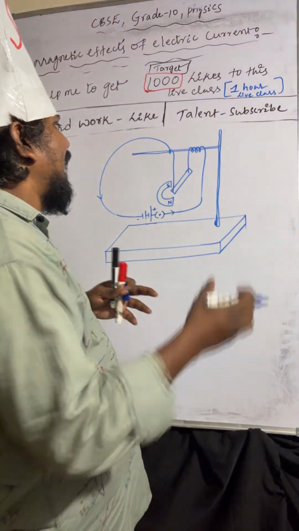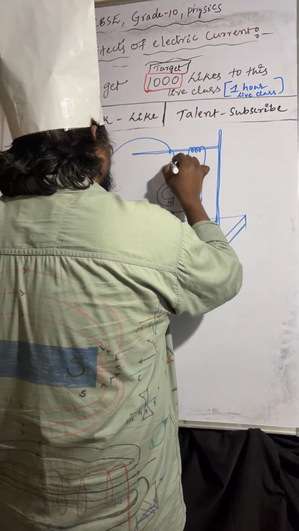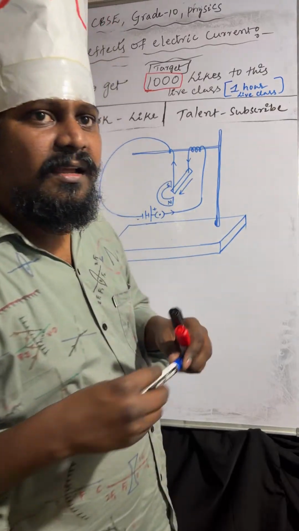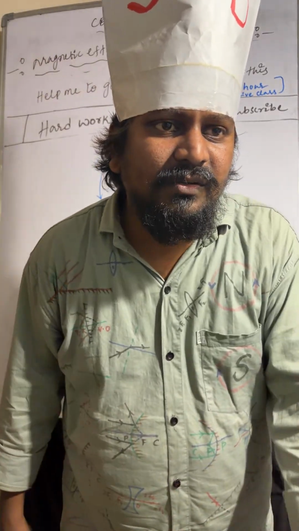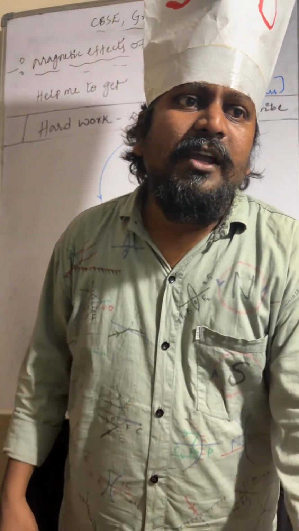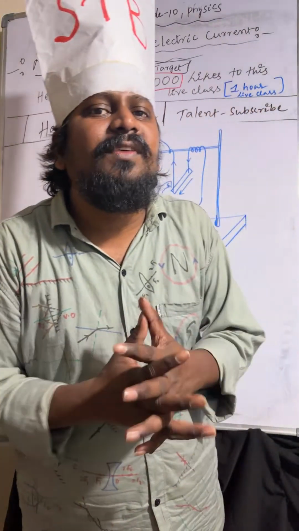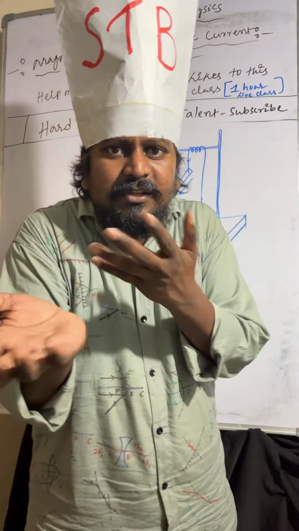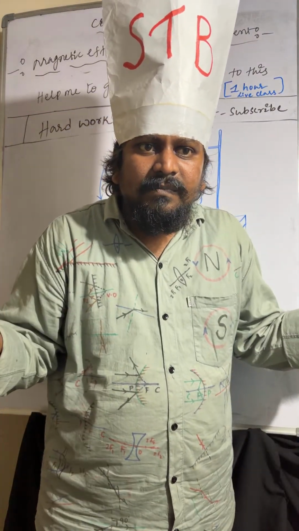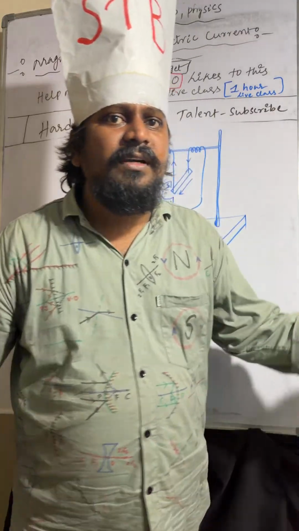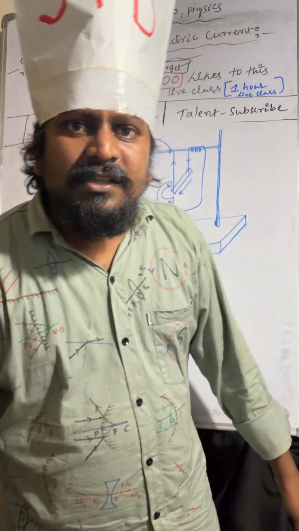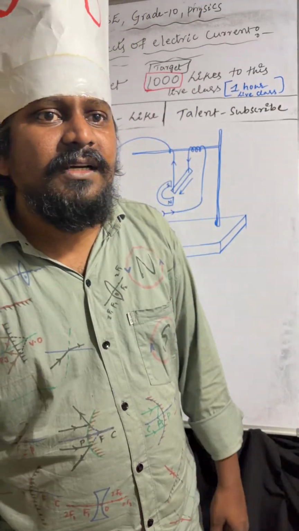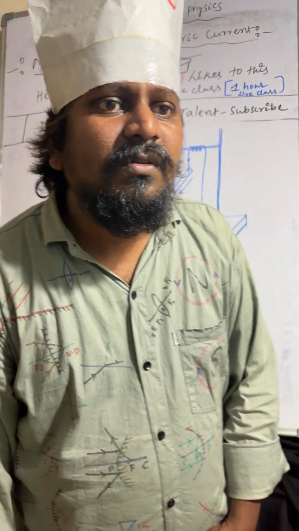So the force will act on the conductor. Yes or no? Sir, by using what rule can we identify the force acting on the conductor? How can you say it will act, and in which direction will it act? Which rule will we use? What is that rule?